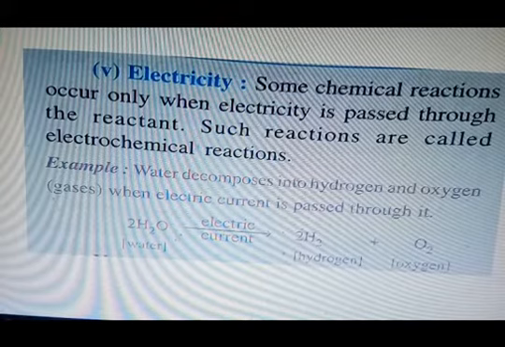For example, water decomposes into hydrogen and oxygen gases when electric current is passed through it. So you can see here two molecules of water. When electricity is passed over it, it will give hydrogen gas and oxygen gas. That means by the decomposition of water we can get oxygen gas as well as hydrogen gas, and we can keep these two gases in different cylinders.